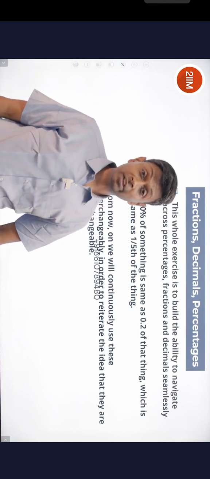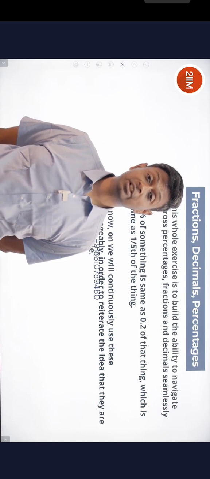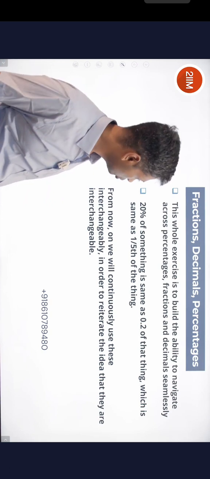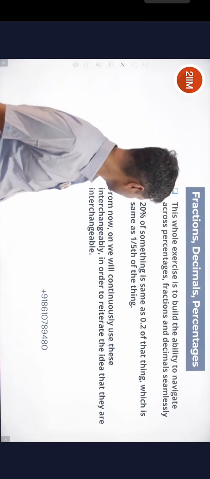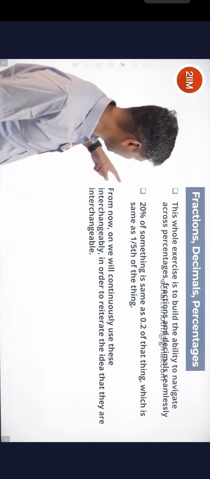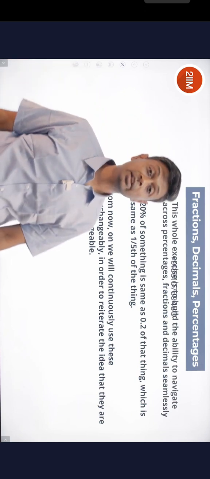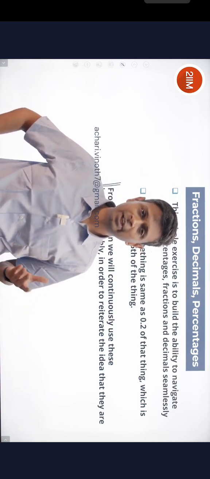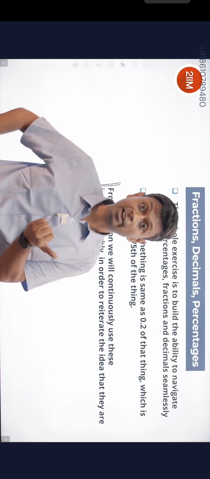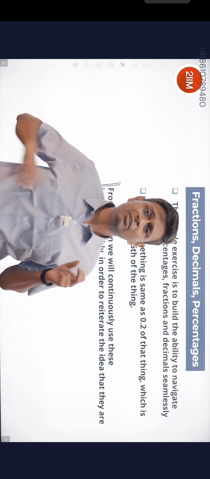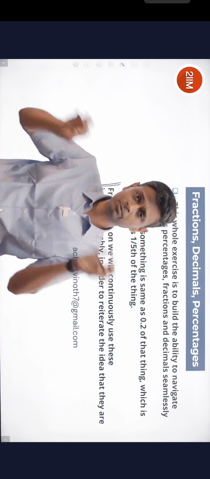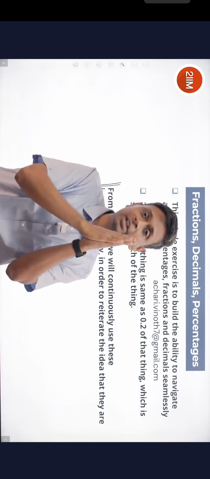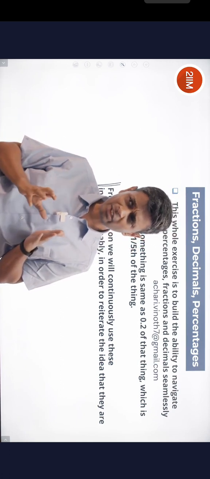We're doing this whole exercise to navigate across fraction, percentage and decimal seamlessly. So 20% of something is the same as 0.2 of that thing, which is the same as 1/5 of that thing. We'll continuously keep using this interchangeably. Sometimes I'll say something grew by 33.33%, or sometimes we'll just say it grew by 1/3, or it went to 1.33. Fraction, percentage, decimal, we're going to deliberately keep using them interchangeably so that we get super comfortable navigating from percentage to decimal to fraction. That's really the holy grail in this topic. I'm going to work very aggressively in getting comfortable with that.